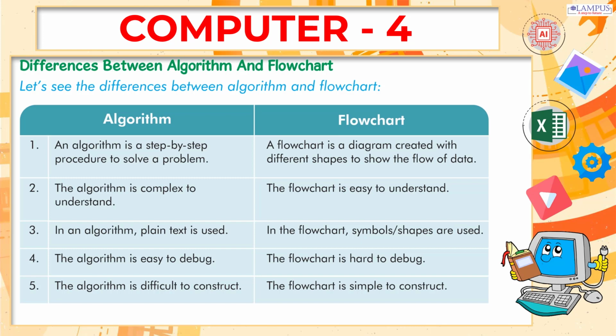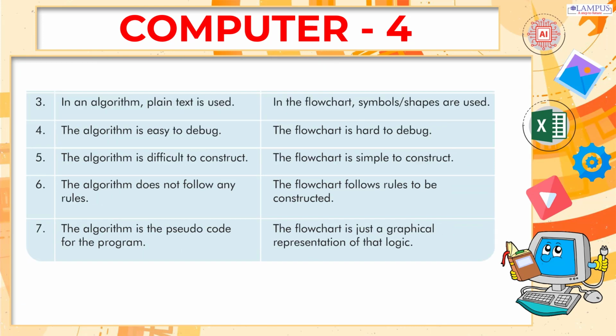4. The algorithm is easy to debug. The flowchart is hard to debug. 5. The algorithm is difficult to construct. The flowchart is simple to construct. 6. The algorithm does not follow any rules. The flowchart follows rules to be constructed. 7. The algorithm is the pseudocode for the program. The flowchart is just a graphical representation of that logic.